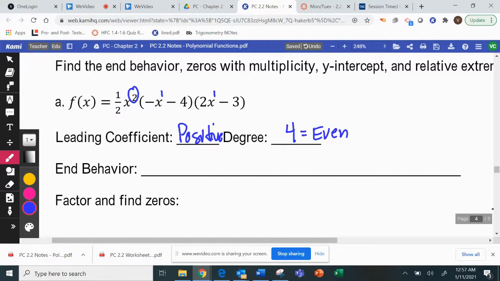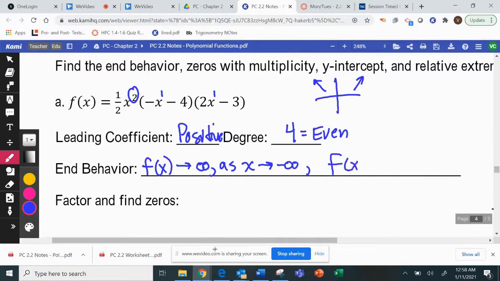So the end behavior, if we've got positive even, that's going to look like this. It's a lot like a parabola. So we're going to say f of x, this is my left side, approaches positive infinity as x goes to the left, which is negative infinity. And then f of x approaches, on the right side, positive infinity, as x goes to positive infinity. So there's our end behavior.